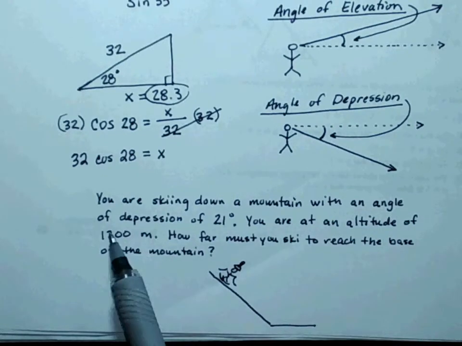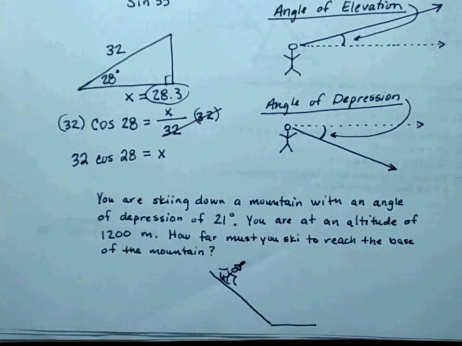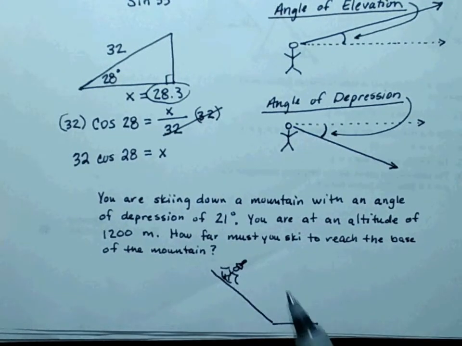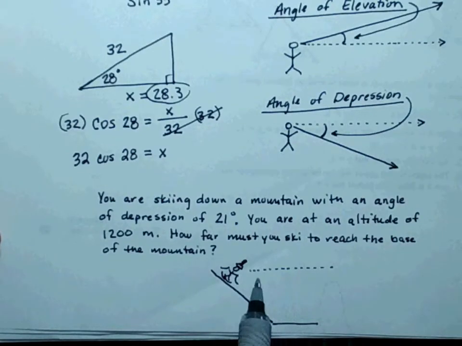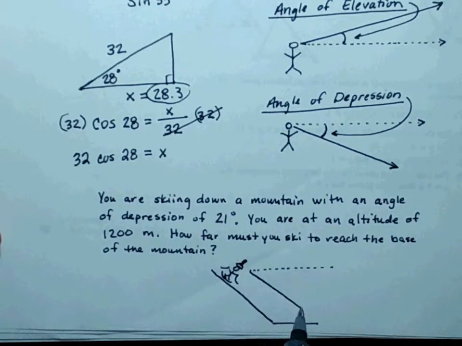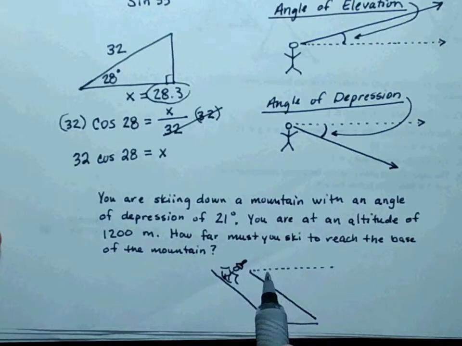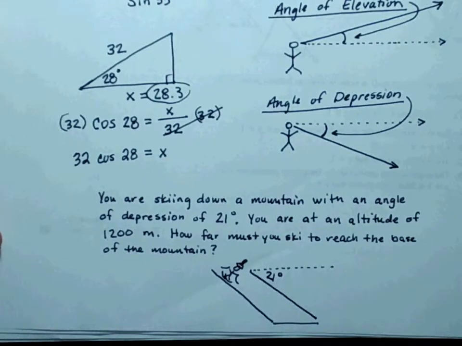First thing that we know is that the angle of depression is 21 degrees. Okay? So let's figure out where that angle is. If this is my horizontal line of sight, remember, angle of depression means when we're going down. So this angle right here is our angle of depression, and it's 21 degrees. Right? That's our angle of depression, just like up there.